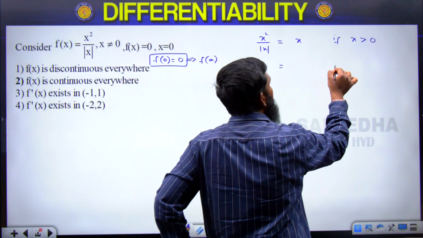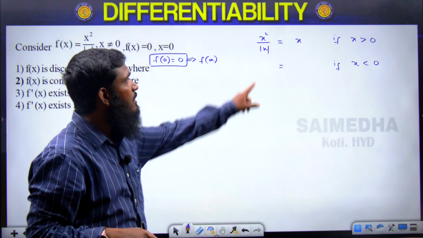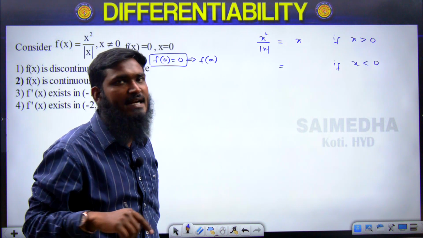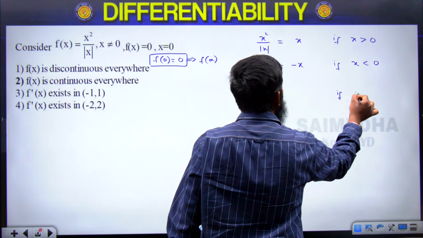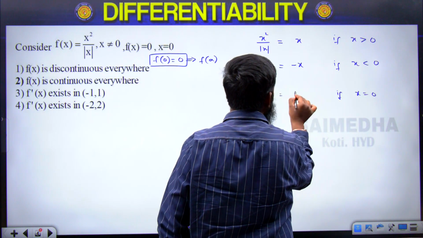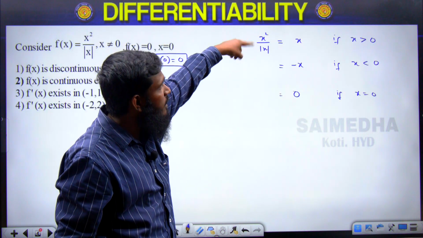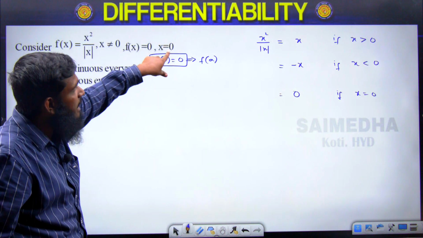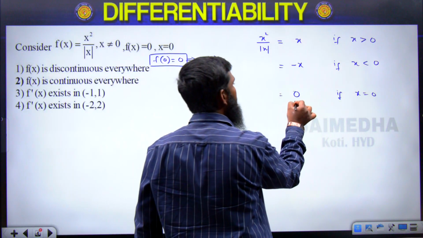Okay. Now next case, if you are taking x is less than 0, then this mod x, what do we have to take? Minus x. Minus x, one x gets cancelled, then we have minus x. Now if x is equal to 0, what is the answer over here? 0. Don't substitute over here because it is already given. If you substitute over here, we will get 0 by 0. But what is given? If x is equal to 0, we have the answer as 0. Already the function value is given, so take it directly over here.